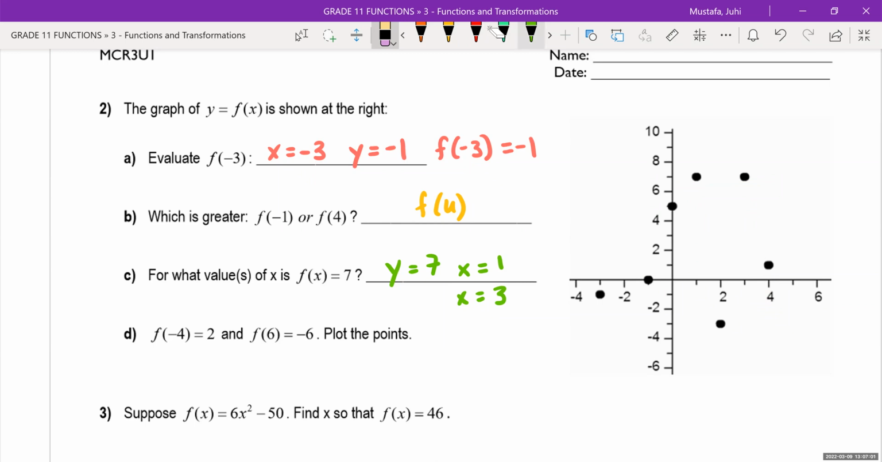Question D says, for f of -4 is equal to 2 and f of 6 is equal to -6, plot the points. So if we know our function notation, we know your x value for this first one is -4 and your y value is 2. And for this, your x value is 6 and your y value is -6. So really the pattern is this number is always your x and this value is always your y. Okay, so just go ahead and plot those. -4, 2 would be, and then 6, -6 would be right over here.